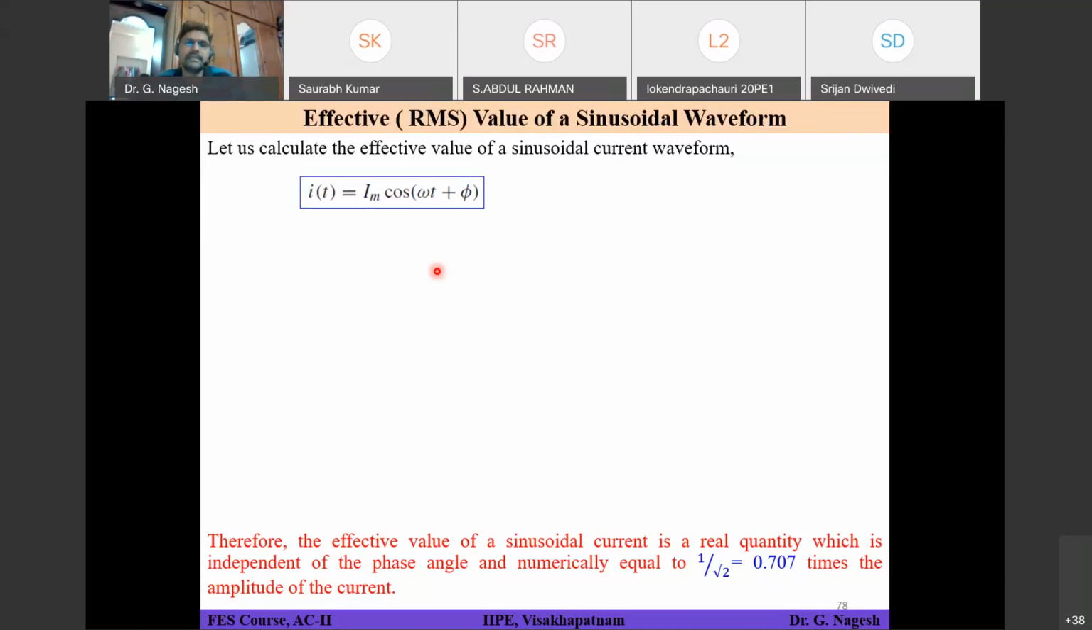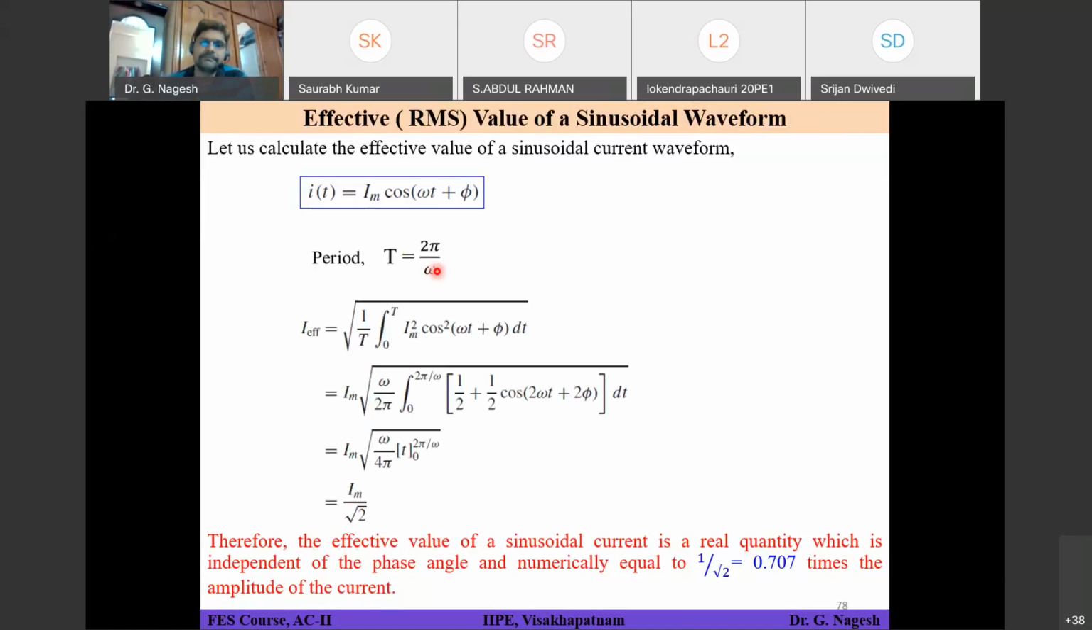So what will be the T here? Omega is equal to 2 into pi into f. F is 1 by T. So from that you can calculate the T value. If you substitute f is equal to 1 by T, you are going to get T is equal to 2 pi by omega.